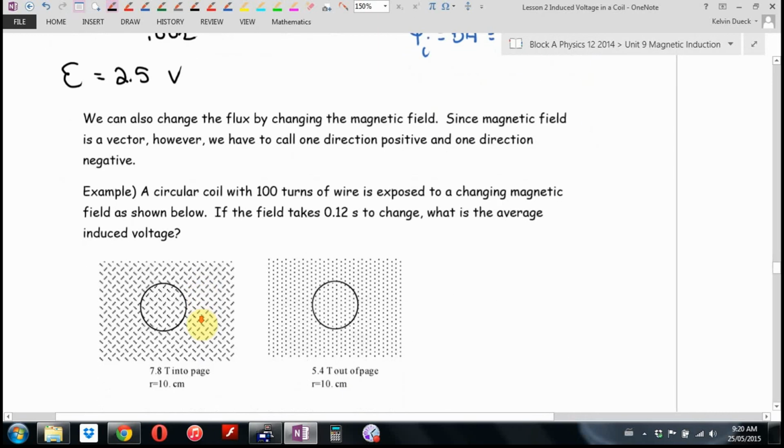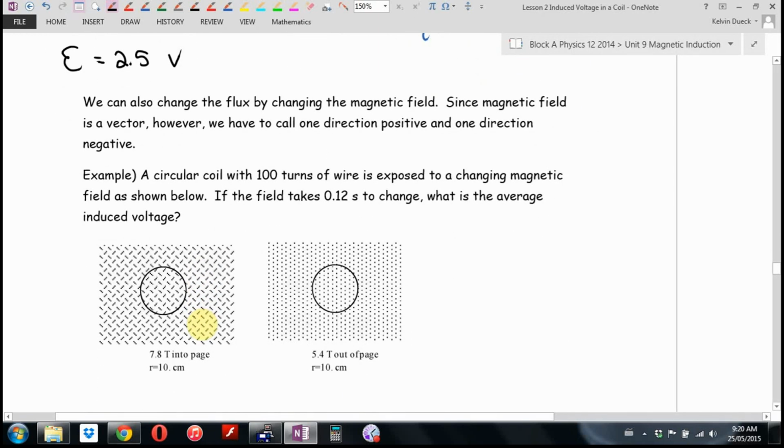We can also change the flux by changing the magnetic field. So far, we've been changing the area exposure by spinning it. We can also, in fact, flip or change the magnetic field. However, magnetic field is a vector, which means if you go from being to the left and then you end up to the right, or if you go from out of the page and you end up into the page, you better let one way be positive and one way be negative.